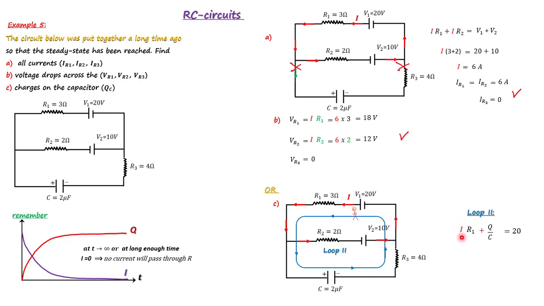So let's go back to our equation. I is 6 times 3, R1 is 3, plus Q over 2 microfarad, and we have 20 on the right side. So from here Q is the same, 4 microcoulomb. So we completely finished this chapter, and I hope there is no problem on your side with this chapter.